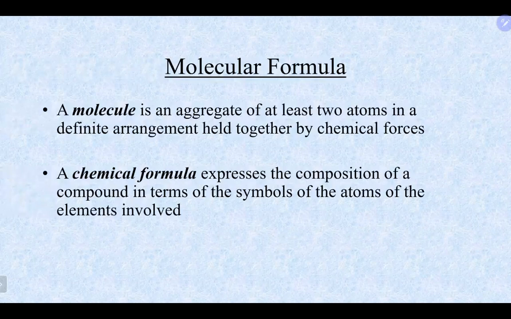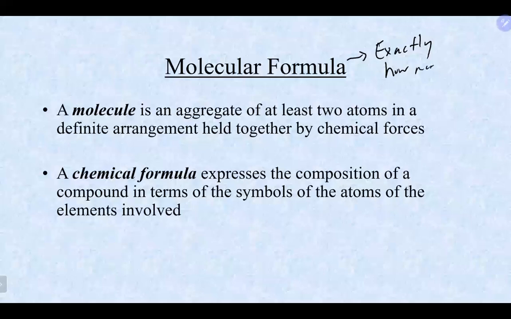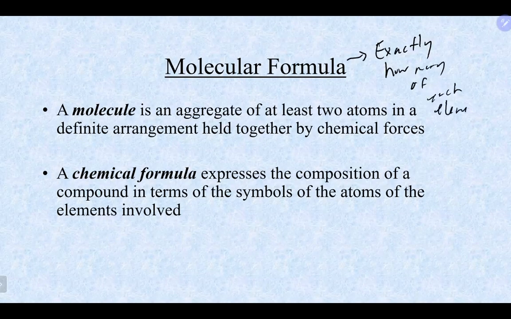So we're going to talk a little bit about different types of formulas here. Molecular formula. The molecular formula is the representation of a molecule. As we will talk about here, it tells you exactly how many of each element are present. So when we see the molecular formula, it pretty much exactly tells you what's there.